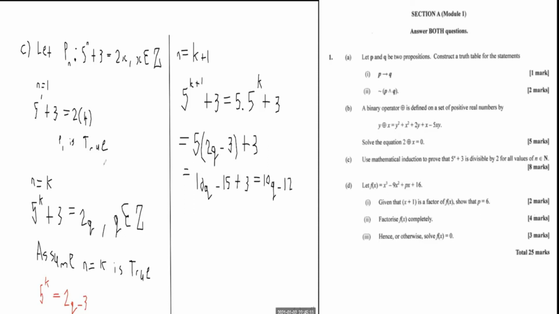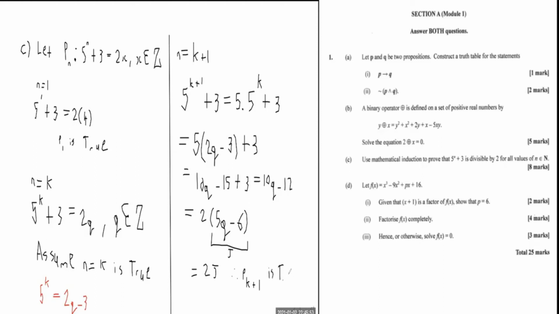But we wanted to show that it's divisible by 2. So we can go ahead and factor out 2. You factor out 2, you're going to get 5q minus 6. So hence, you can call all of this a j. If you call all of this j, it works out to be 2j. And so hence, it is divisible by 2. Alright, and so hence, or you can say therefore, Pk plus 1 is true.